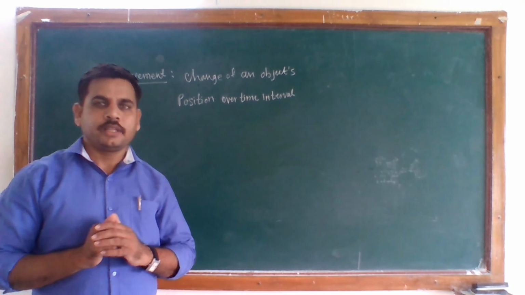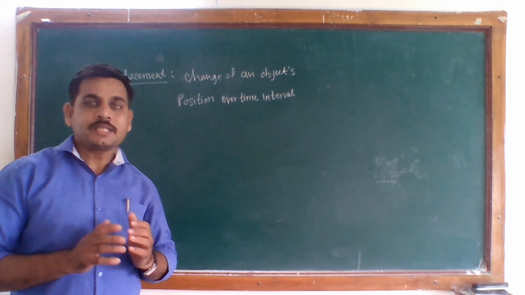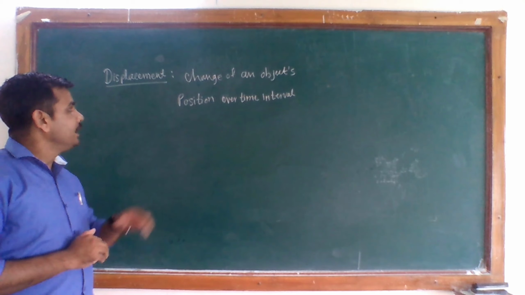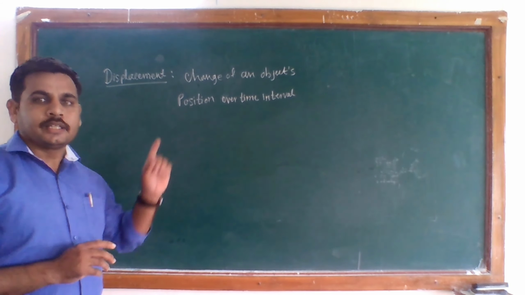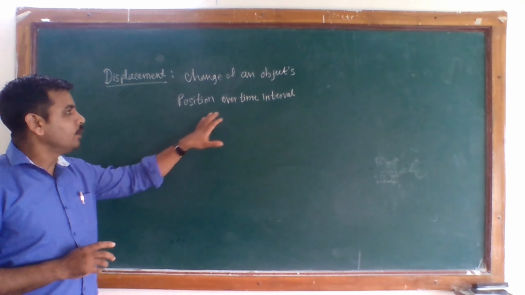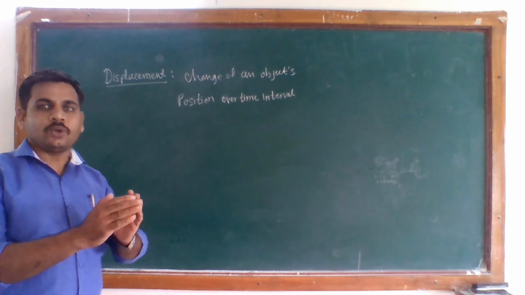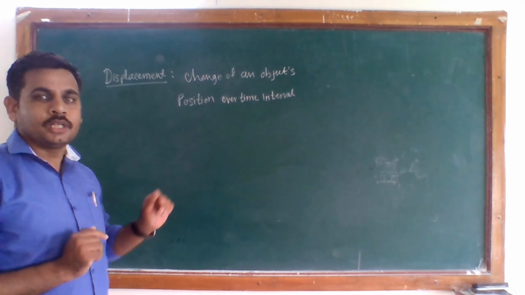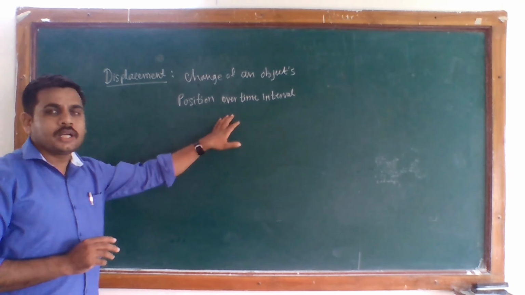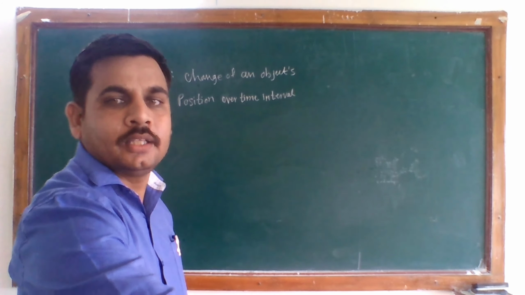Type of motion. Now we are moving to our next point, displacement. What is meant by displacement? It is defined by the change of an object, which occurs or is observed over a time interval. Simply, we can say that an object changes its position from one place to another over a time interval. We can consider an example.